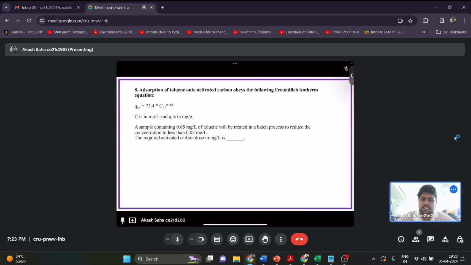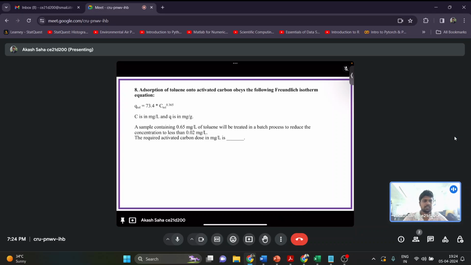Now it says that a sample containing 0.65 milligram per liter of toluene will be treated in a batch process to reduce the concentration to less than 0.02 milligram per liter. So initial concentration is 0.65, final is 0.02. So now we have to find out the required activated carbon dose in milligram per liter. Okay. So we have to find out the dosage of activated carbon required for this absorption.